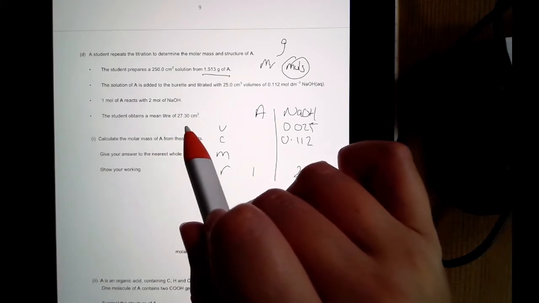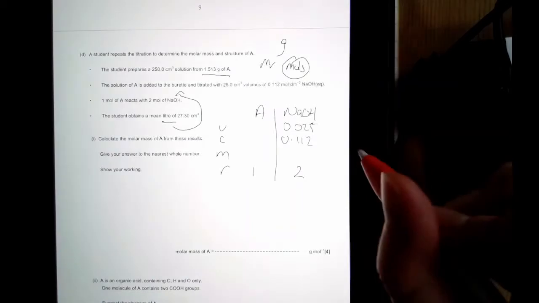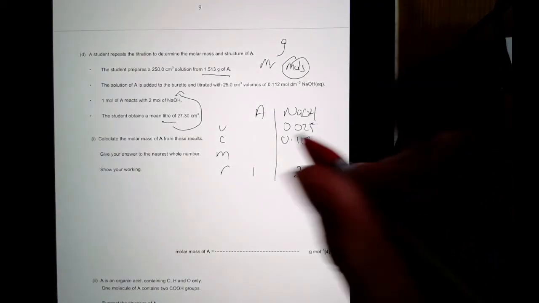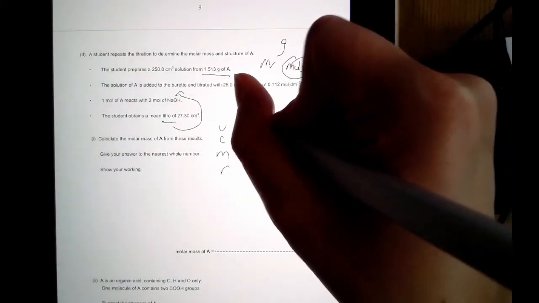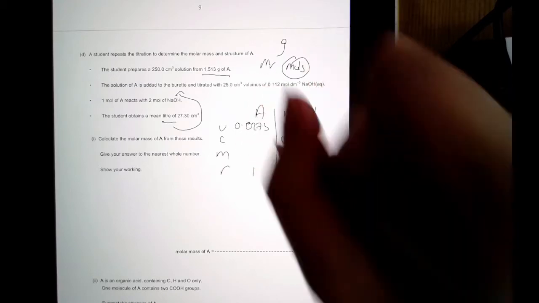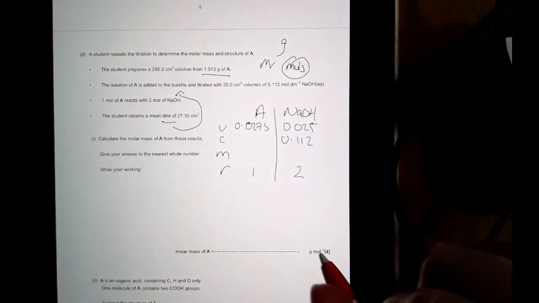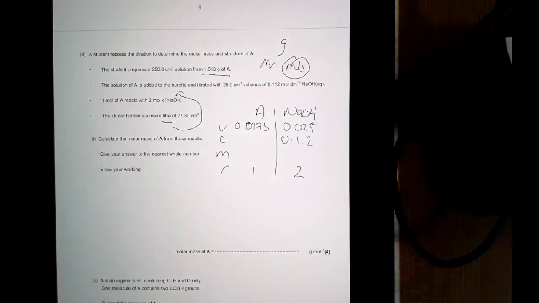And the student obtains a mean titre. So anytime you're talking about titre, it refers to what's in the burette, and they're telling you that A is in the burette. So that figure there is going to be the volume of A, and again I'm going to put that into decimeters cubed. Once I've got that, I can work out my moles.